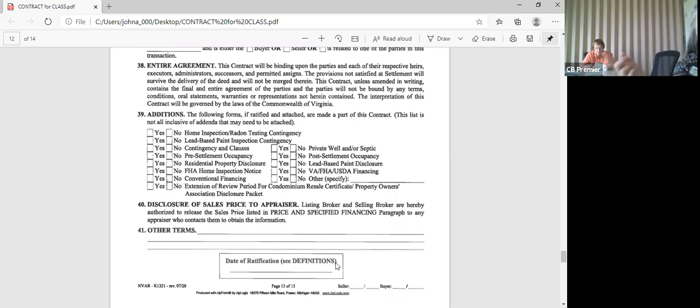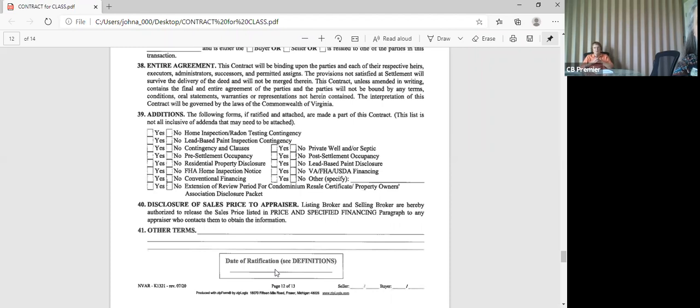So the thing is, this ratification means that everybody within the body of this bilateral agreement has agreed to all terms and conditions. Once that's happened, that is the date of ratification.